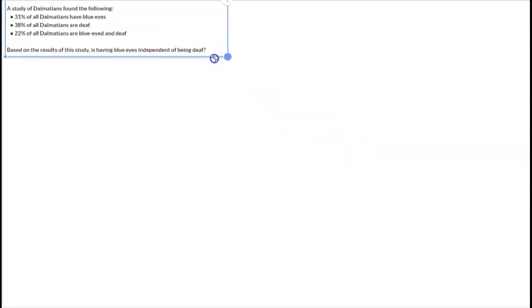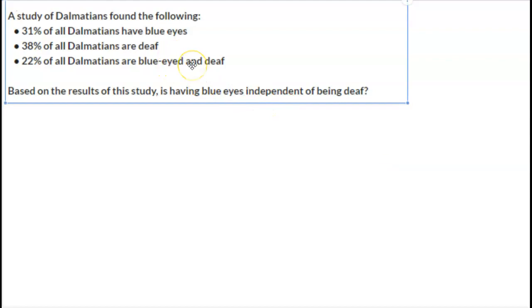The other kind, I'm just going to mention it briefly. I wanted to go through one whole example, but the other kind of problem would be a very similar prompt. Maybe it's not Dalmatians and it's not blue eyes and it's not deaf. It's just a bunch of characteristics. But instead of giving you this kind of prompt where they're talking to you about an intersection, they give you a different kind of prompt. Now, I just did a little green cross through. I still want you to be able to see that because the prompt will just be subtly different.